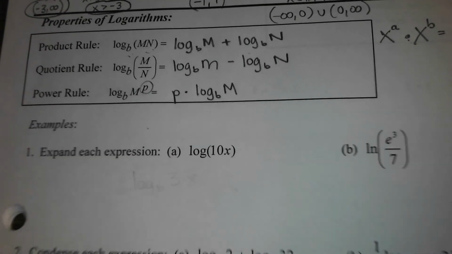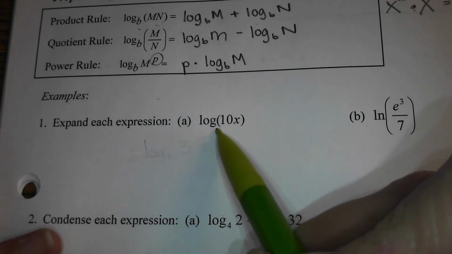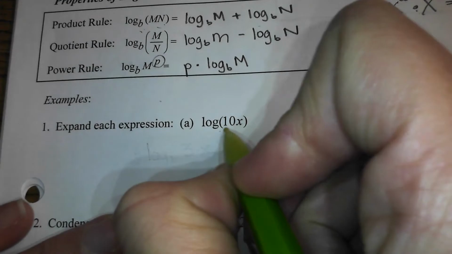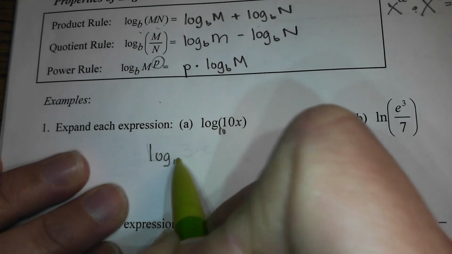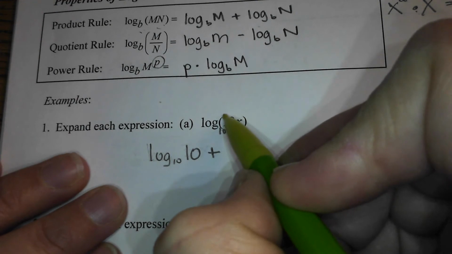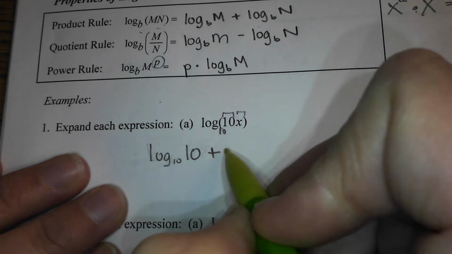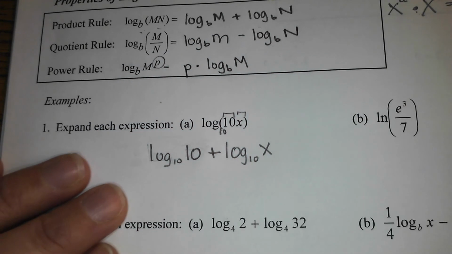So, expanding this. First of all, what's the base on this? 10. So if we expand it, it's log base 10 of 10 plus, because here's your two things being multiplied, a 10 times an x, plus log base 10 of x.